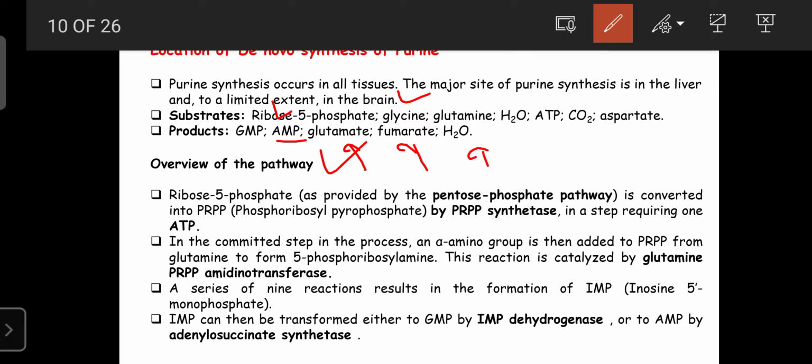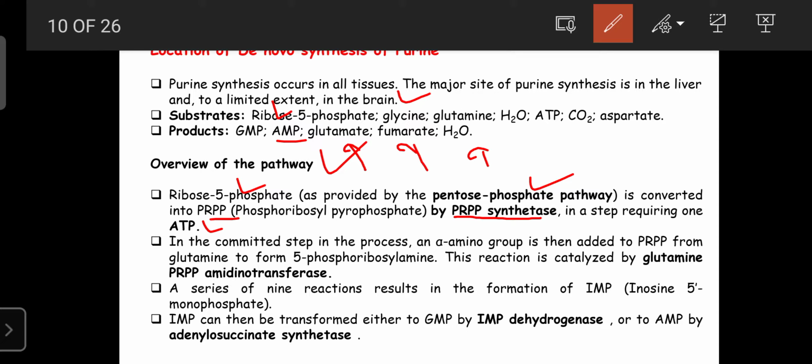it utilizes ribose 5-phosphate that is supplied by the pentose phosphate pathway. That is converted into PRPP, phosphoribosyl pyrophosphate, by the enzyme PRPP synthetase. It is the first step. It also requires ATP, and the ribose 5-phosphate is produced from the pentose phosphate pathway. So these reactions take place in the presence of this PRPP synthetase enzyme.